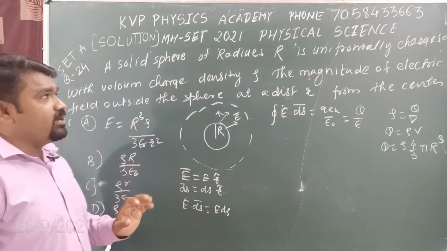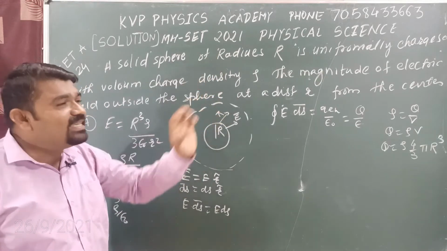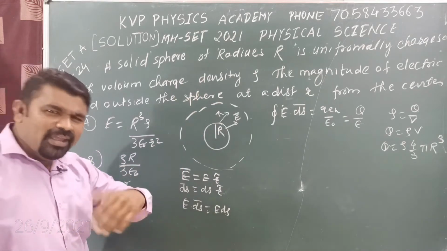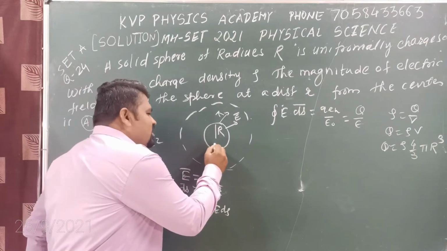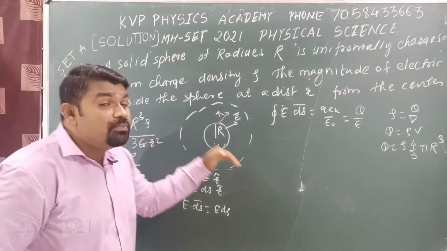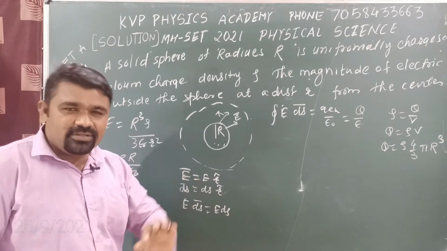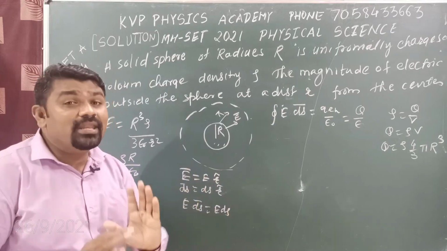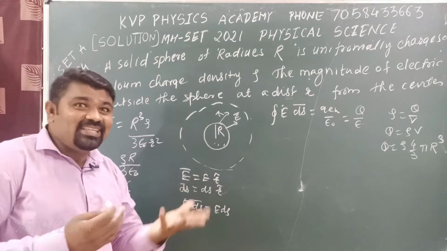A solid sphere of radius capital R has a uniform charge density. Uniform charge density means rho is constant. We can find the charge density at A, B and C, and all points give the same value. Even if we change the distance, the density does not change, so this is a uniform charge distribution. With volume charge, volume is a 3D case.